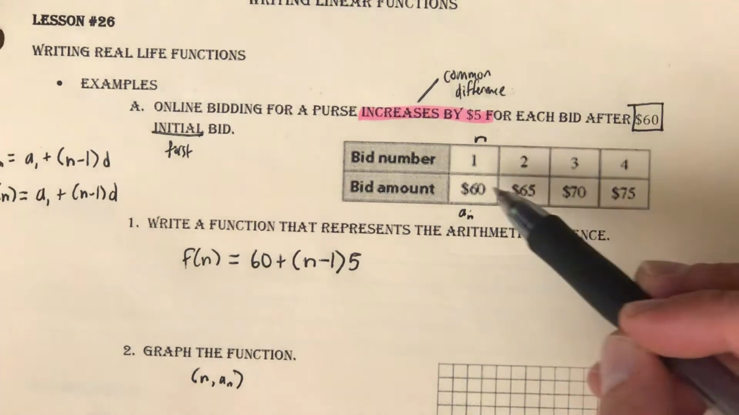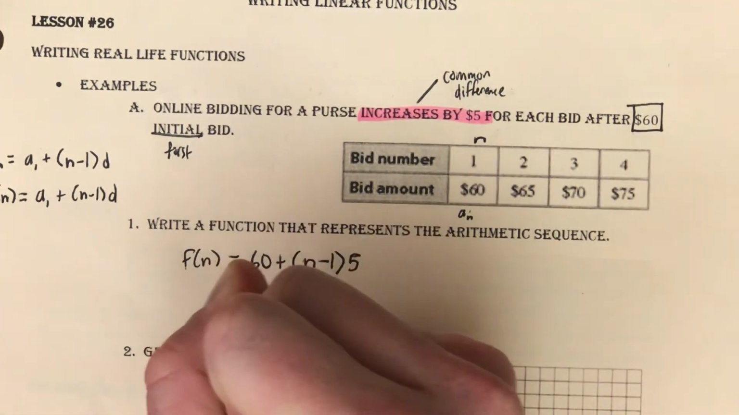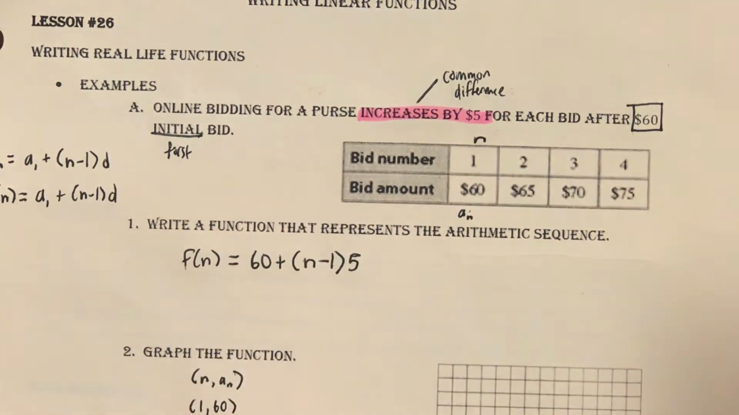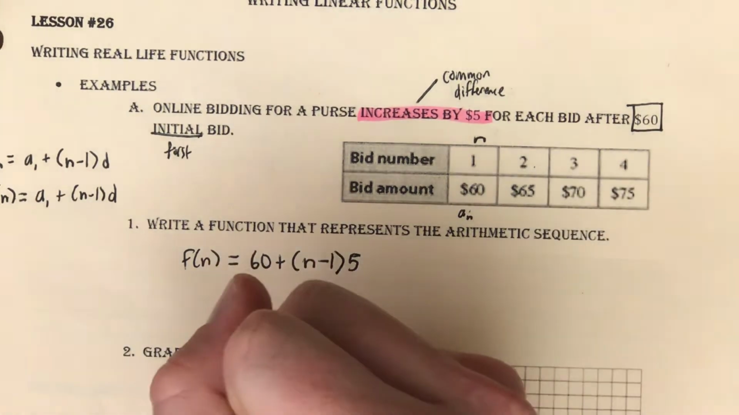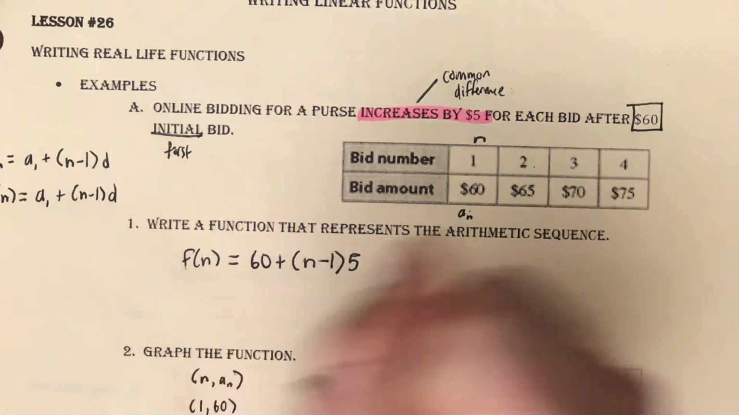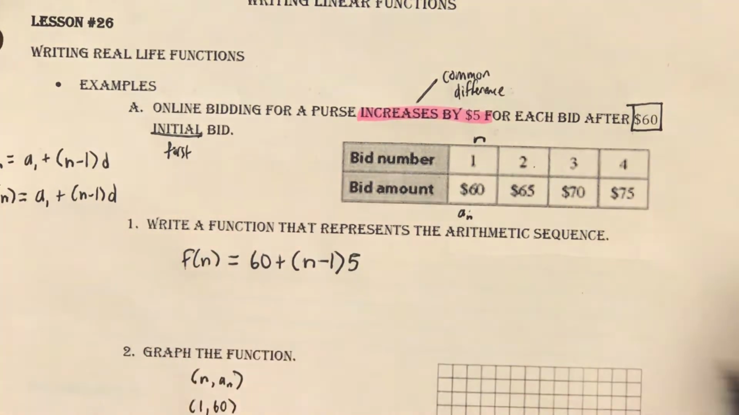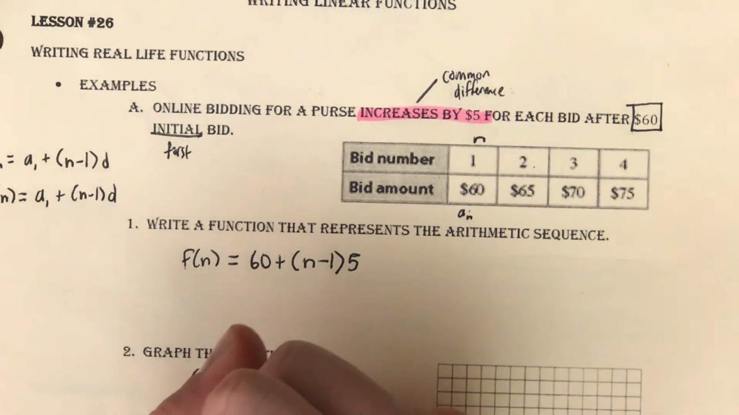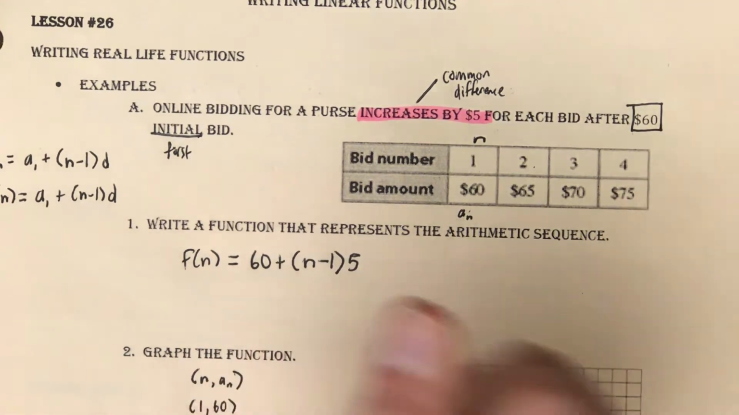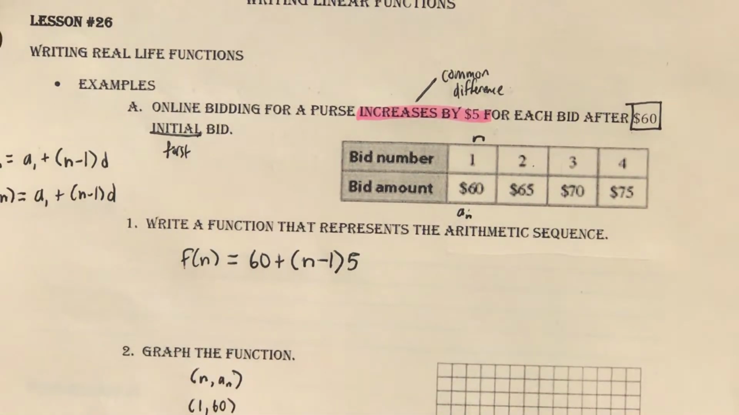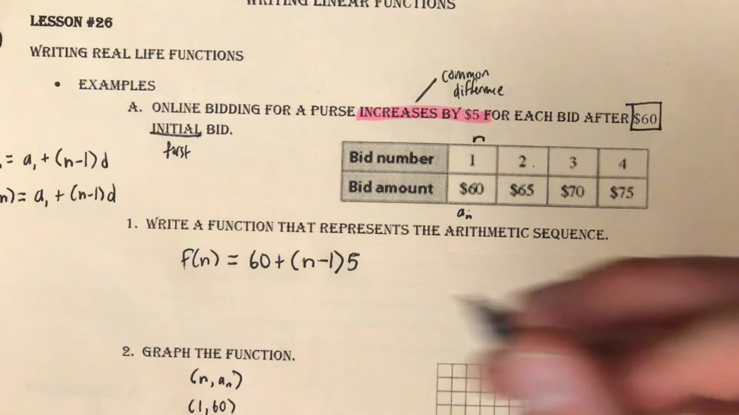So the first ordered pair is (1, 60). Second ordered pair, (2, 65). Third ordered pair, (3, 70), and fourth ordered pair, (4, 75). So I've got my 4 points there. Then I need to go in and graph these. Again, things to notice: they're all positive numbers, so we need a quadrant 1 graph.